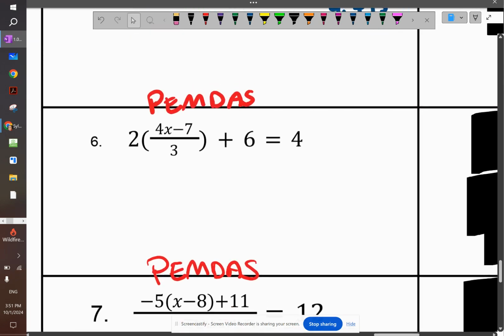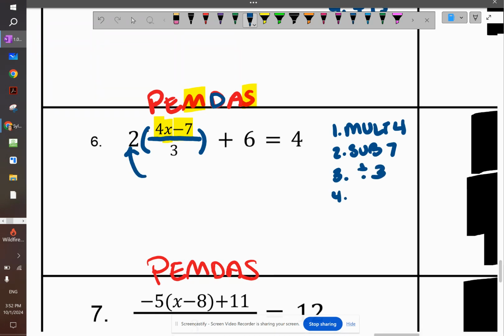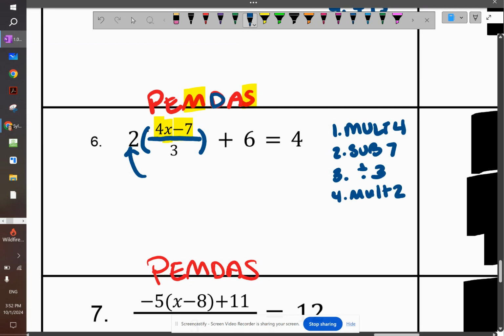So let's take a look at 6. We've got our parentheses, and inside our parentheses, this 4x means we're multiplying, and then we're subtracting. Again, multiplication comes before subtraction. Even though we're dividing, we have to do the entire top first, then divide by 3. So we've got multiply by 4, subtract 7, divide by 3, then multiply by 2, and at the very end, we add 6.